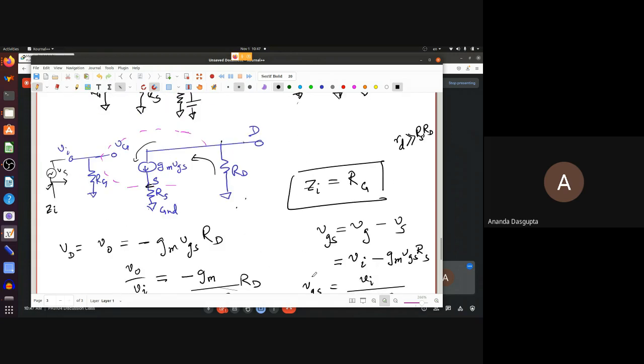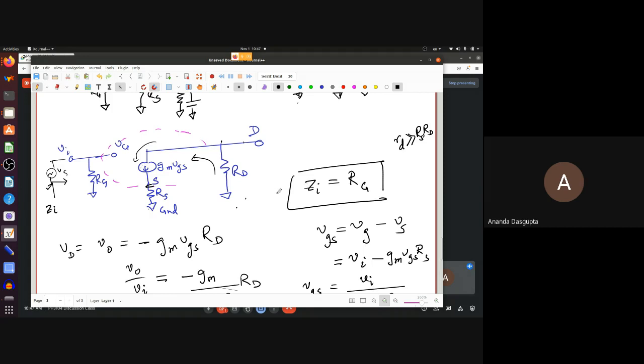Okay, homework: calculate Z0 for this circuit. If you want to calculate Z0 for this circuit, don't get into the calculation very fast, because you cannot really see RD in parallel with RS or small rd here. So you have RD, you have RS here, but you also have a gm VGS. So you have to do some calculation to get Z0.